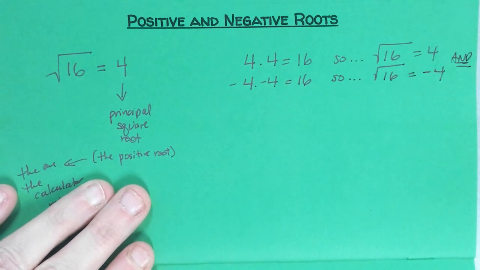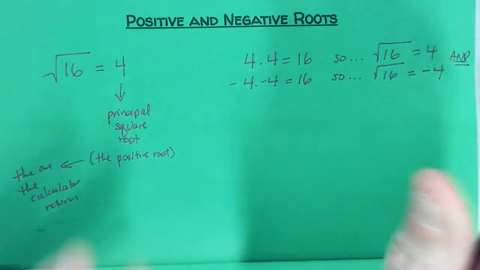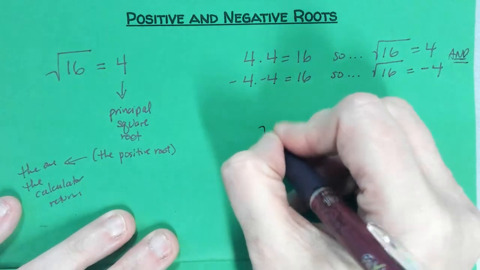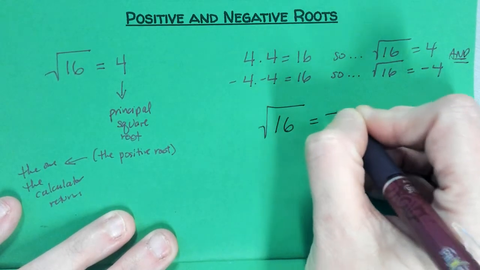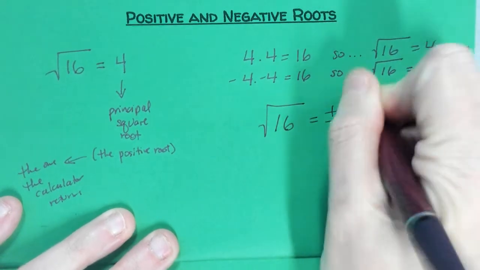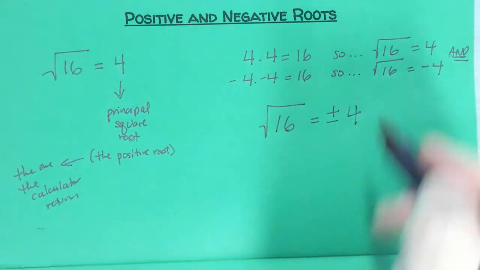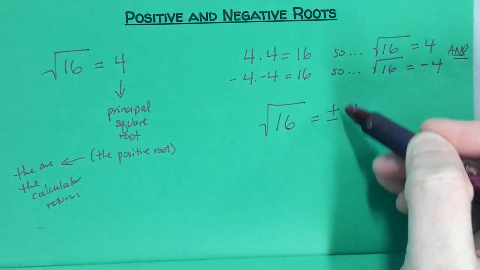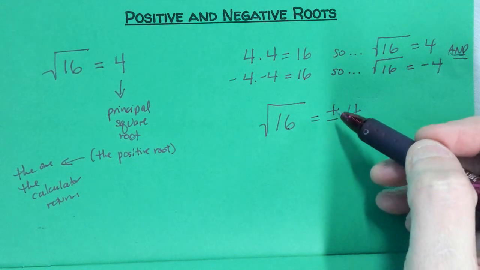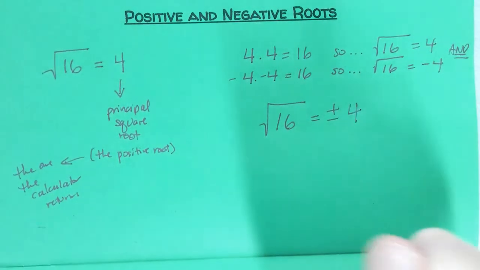Now we have to deal with both roots, because now that we're starting to look at quadratic stuff, we're not just looking at one answer, we're looking at multiple answers. So what this means is the square root of 16 is positive and negative 4. This symbol means positive and negative, not positive or negative. It's not plus minus. It's positive, negative. So it's telling me that it's both of those things. So it's positive 4 and negative 4.